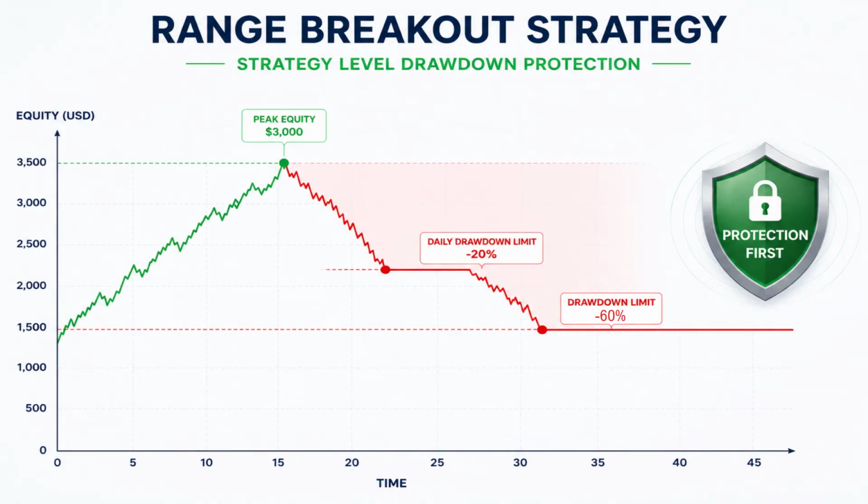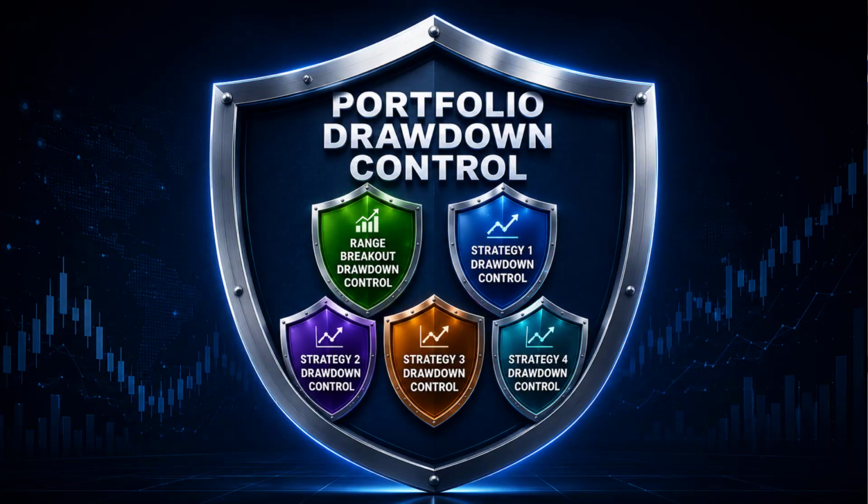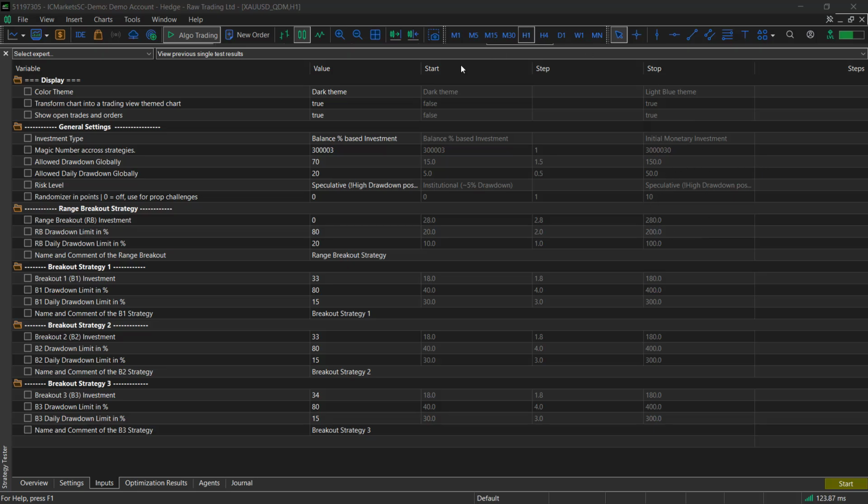Each strategy manages its own risk, including its own drawdown and daily drawdown limits. On top of that, you can also define a portfolio-level drawdown limit, which applies to all strategies combined. The overall priority of this EA is equity protection. But to understand how useful it is for that, I need you to watch this video until the end. Now let's see how you can set this whole EA up.